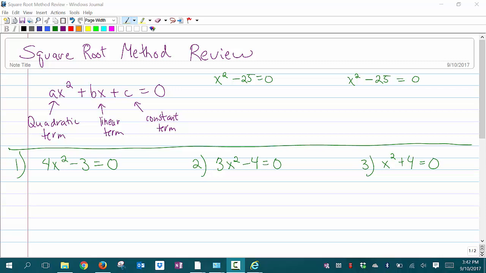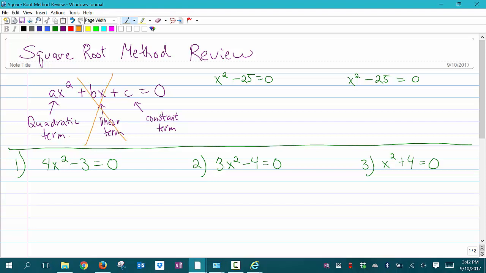This is a review of how to solve quadratic equations using the square root method. To solve quadratic equations using the square root method, you cannot have a linear term. So that means you can have a quadratic term and a constant term, but you cannot have a term that just has x to the power of 1 in it. Typically, we can use that to solve equations like x squared minus 25 equals 0.